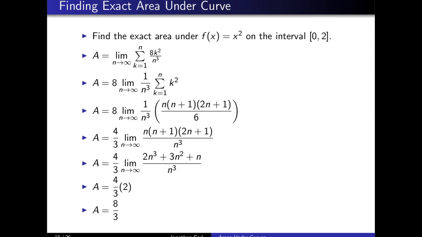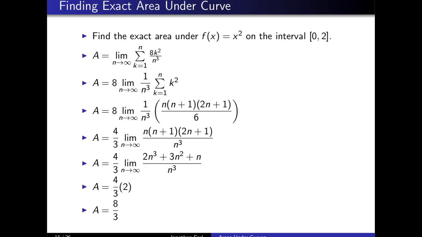Now what I want to do is invoke that formula from the beginning for the sum of k squared, and that sum is going to be n times n plus 1 times 2n plus 1 all over 6. Okay, so in other words, the area is just going to be 4/3 times this limit as n goes to infinity of n times n plus 1 times 2n plus 1 all over n cubed.